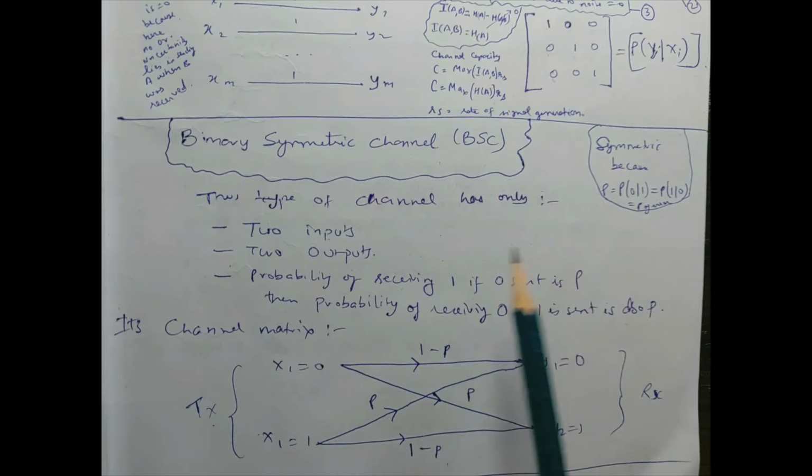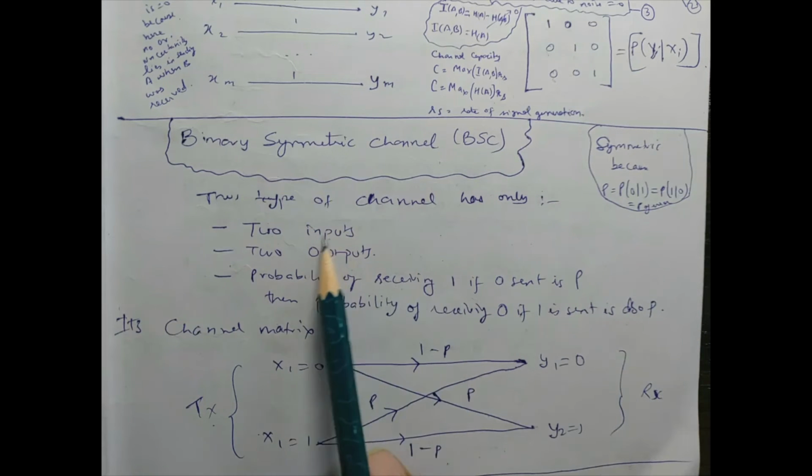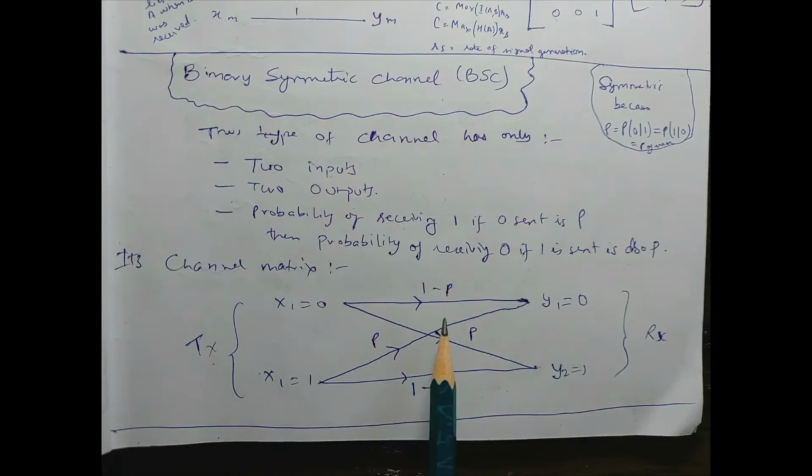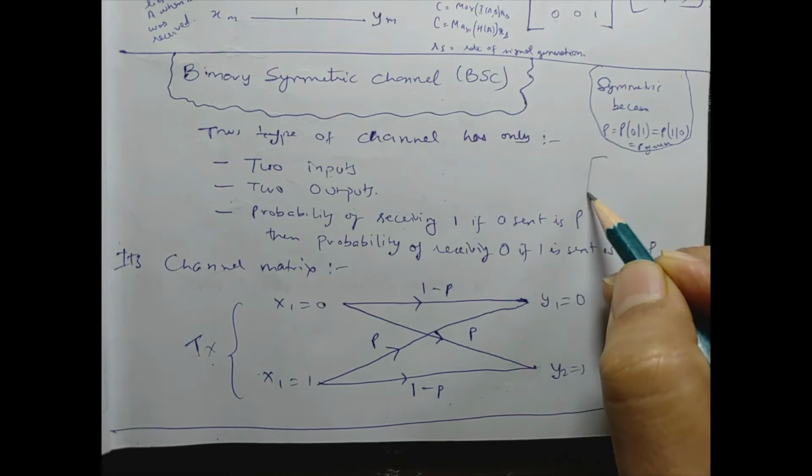Then an important channel, the binary symmetric channel. Here there are two inputs and two outputs. All that can be furnished if you remember this diagram. If input x1 can produce two outputs with these probabilities, and another value x2 can produce these two outputs, then the channel matrix is easy. How will you make the channel matrix?